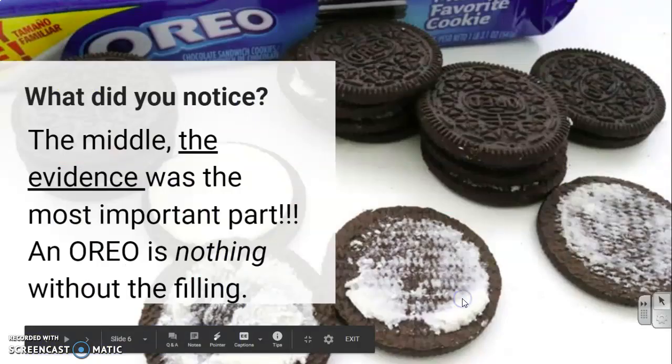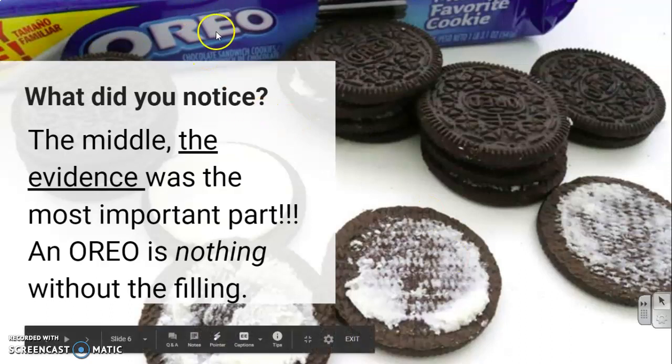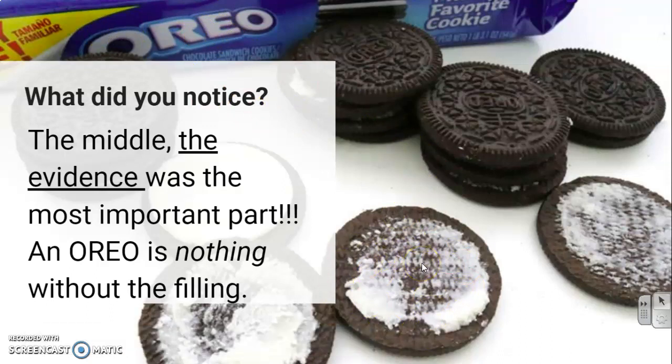Okay, let's check out the most important part. So you noticed, right, that the middle, the evidence, was the most important part. Now, if you can remember this, an OREO is nothing without the filling. Then it's just a chocolate cookie, just 2 little chocolate cookies, and everybody knows that's not an OREO, right?